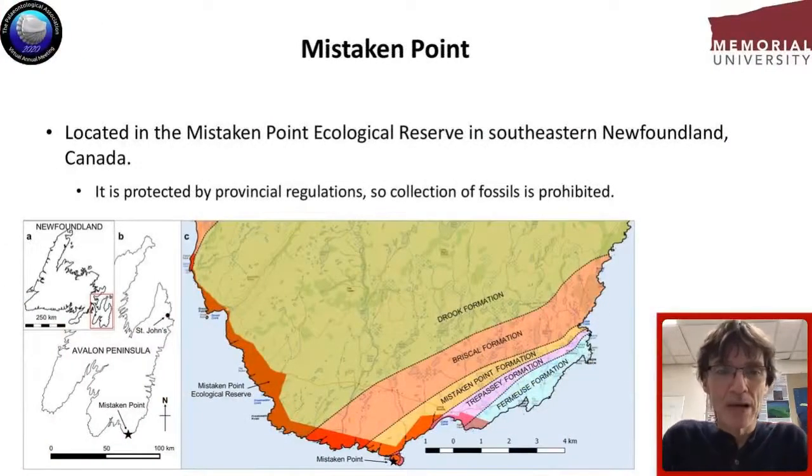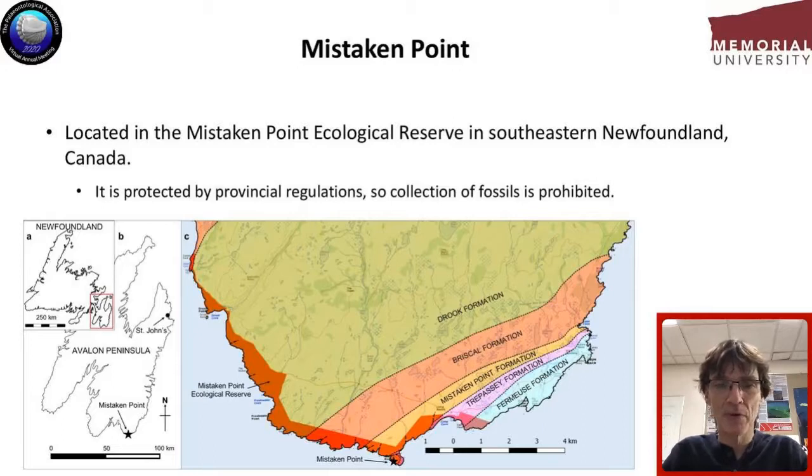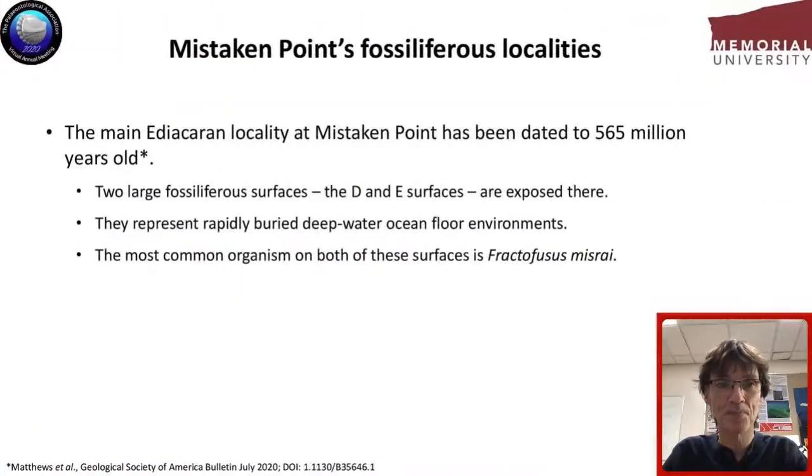This organism is found in rocks at Mistaken Point. For those of you who don't know the area, probably not very many, it's located at the Mistaken Point Ecological Reserve in southeastern Newfoundland in eastern Canada. This area is protected by provincial regulations and legislation, so collection of fossils in this area is fortunately prohibited.